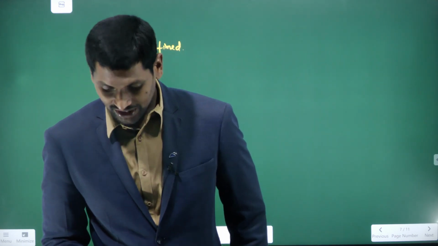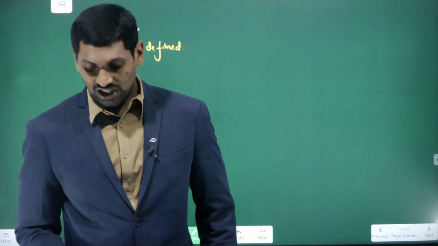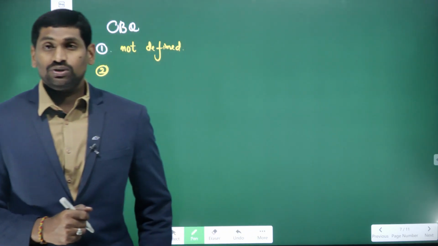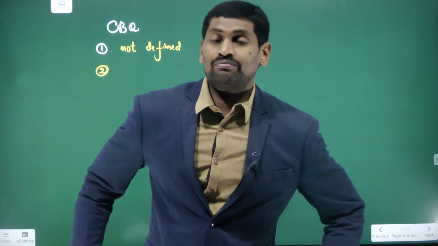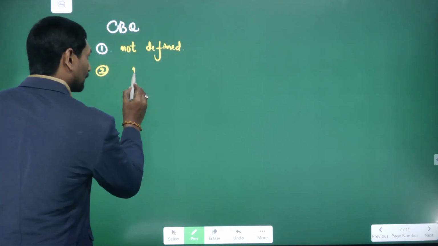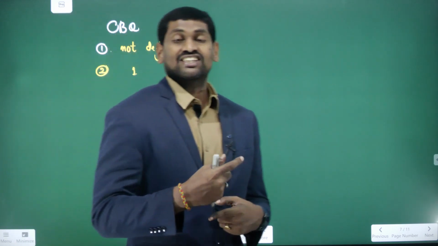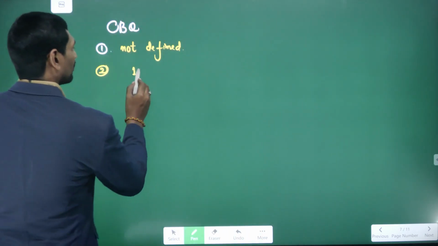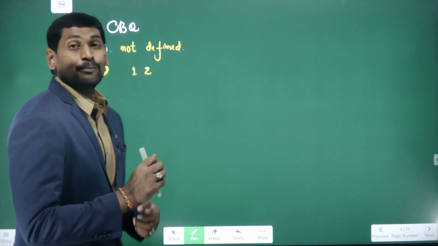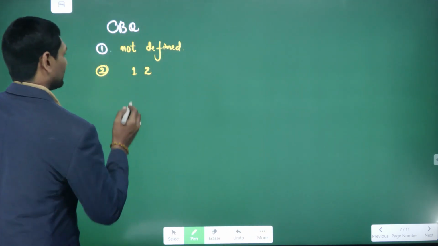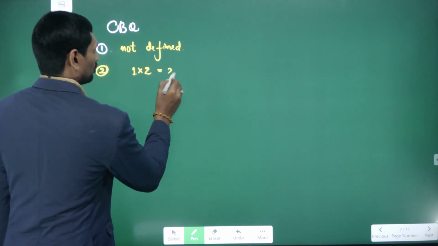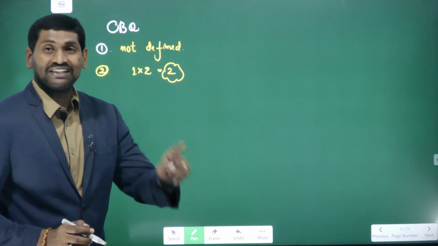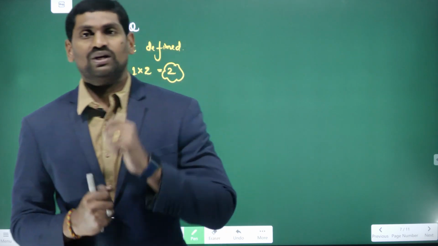The second question is the product of the first two consecutive natural numbers. Consecutive means continuing. The first natural number is 1, and its consecutive natural number is 2. The question is the product of the first two. Product means multiplication. So 1 twos are 2. So 2 is the product of the first two consecutive natural numbers.